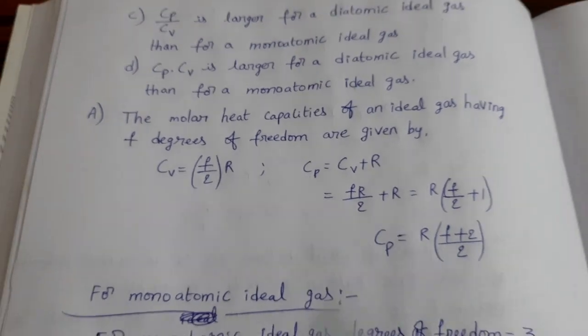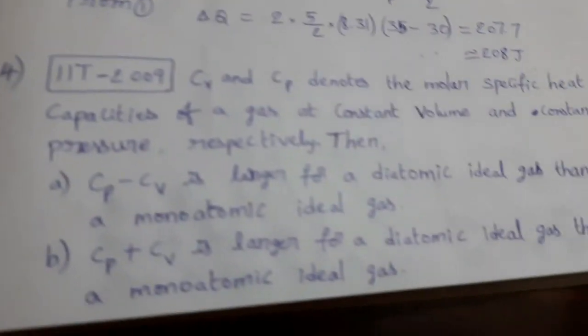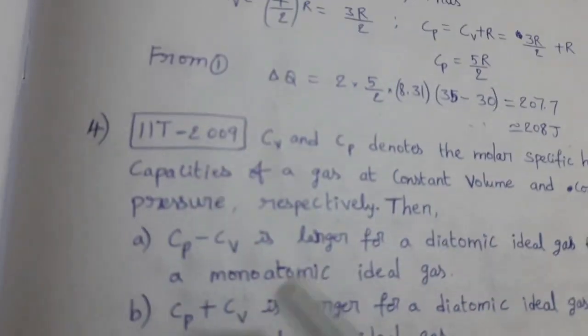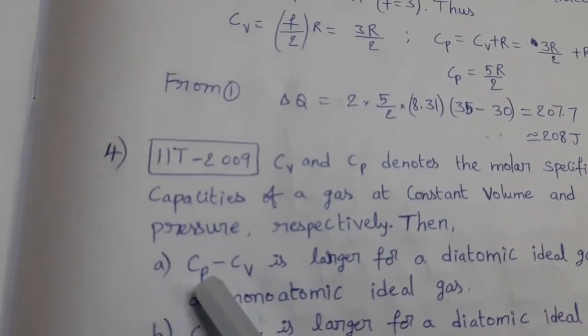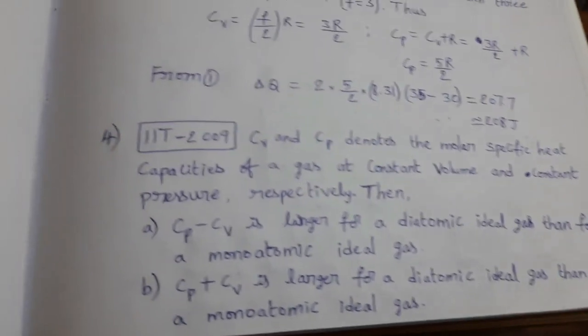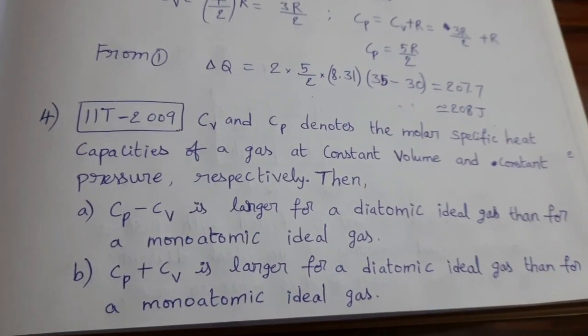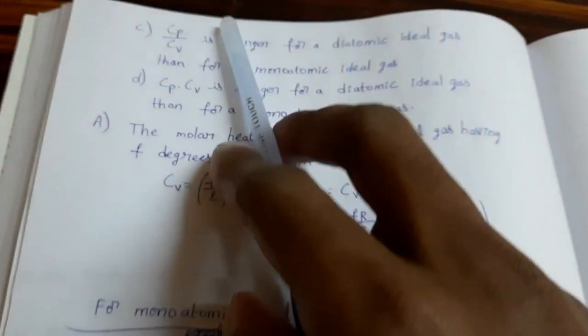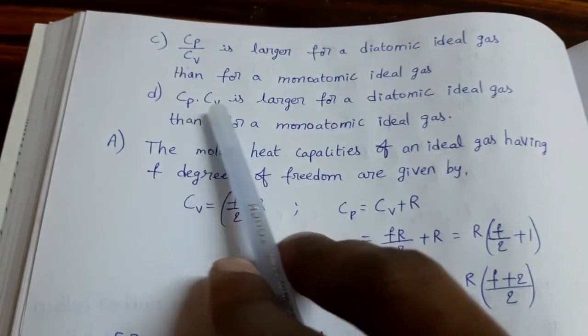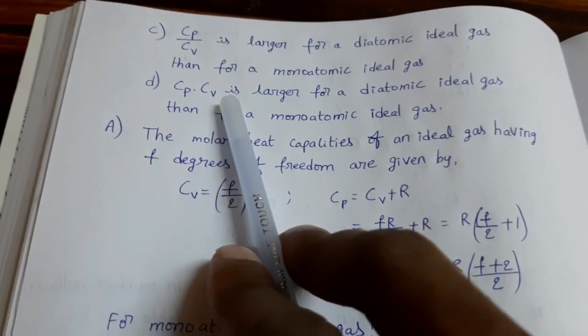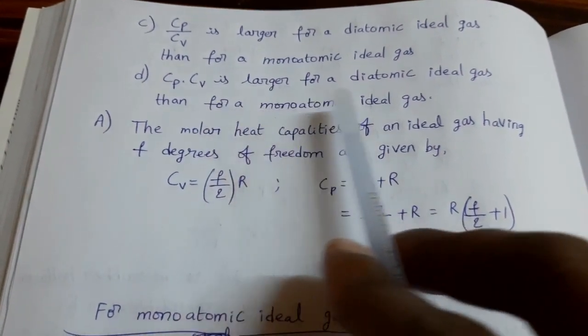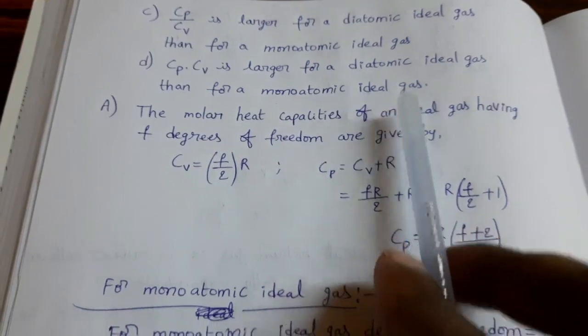Okay. Now we should calculate Cp minus Cv, Cp plus Cv, Cp divided by Cv, and Cp into Cv. These four values we should calculate for diatomic gas and monoatomic gas.